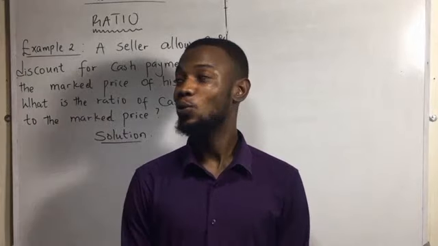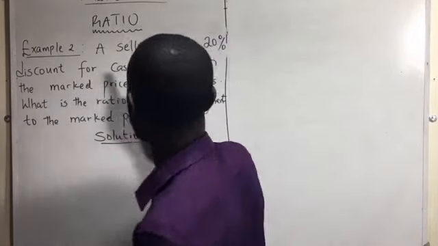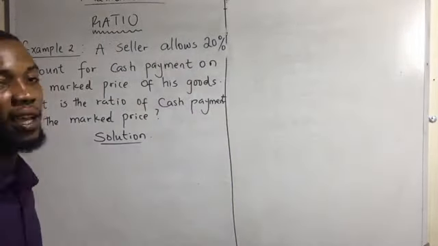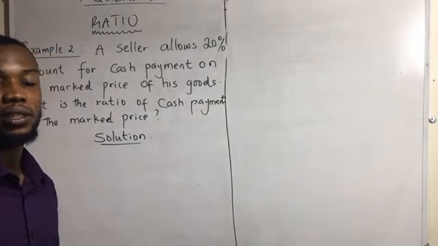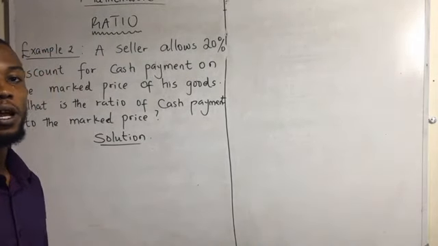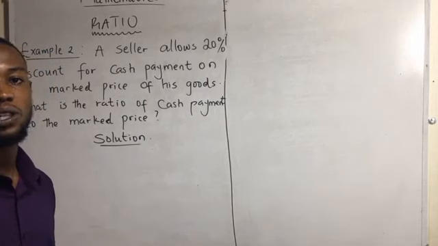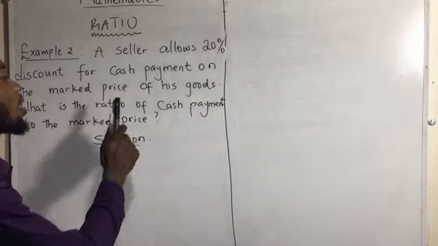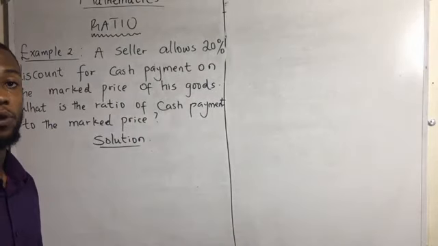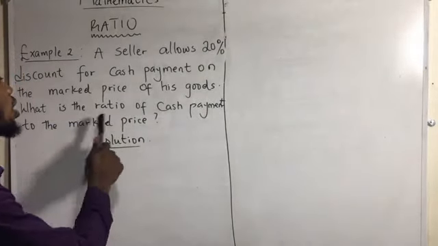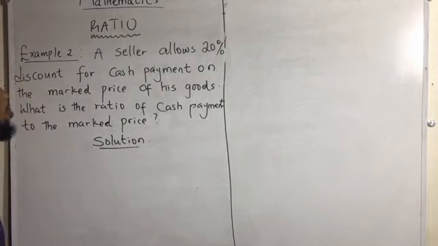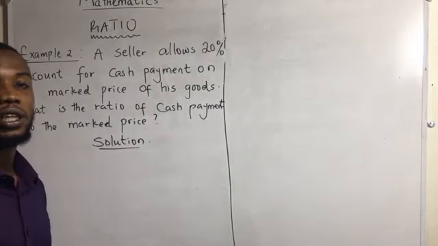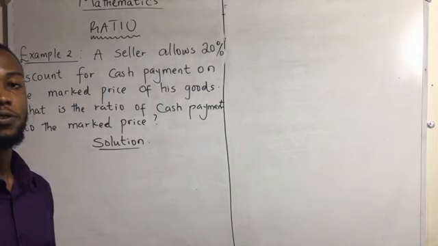Welcome back, guys. In this question, we have a seller who allows 20% discount for cash payment. What this simply means is that if you are paying with cash, he's going to give you 20% discount on the marked price, that's the original money of his goods. What is the ratio of cash payment to the marked price? We already know that if you are paying with cash, he's going to give you 20%.